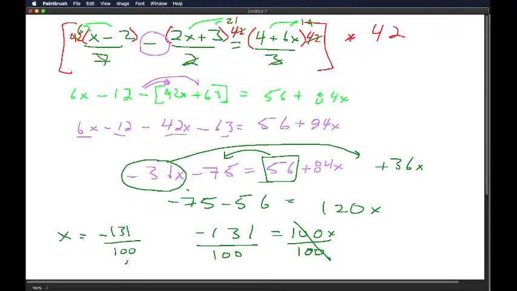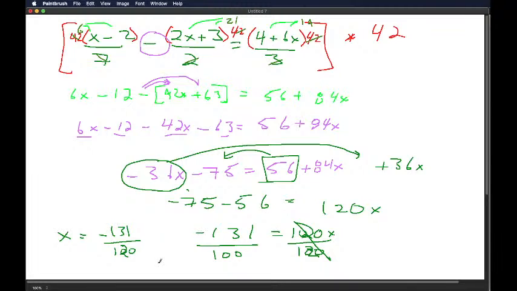Yeah, that's the good thing is that 131 is prime. So oh, 120. Sorry, thank you. 120, 120, 120. Thank you. Yeah, 131 is prime, so it's savage. It's so ugly. 131 over 120.